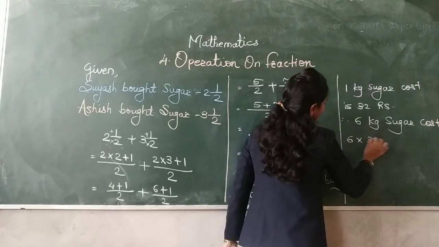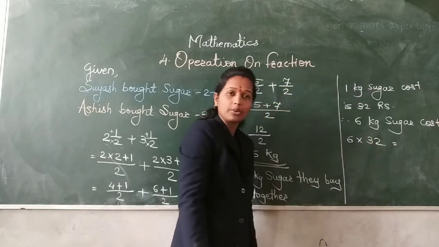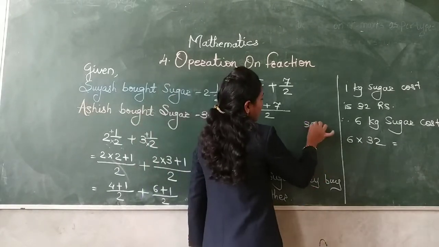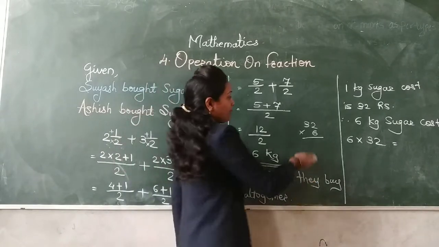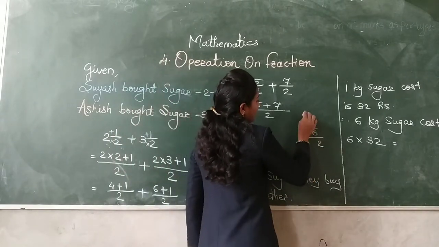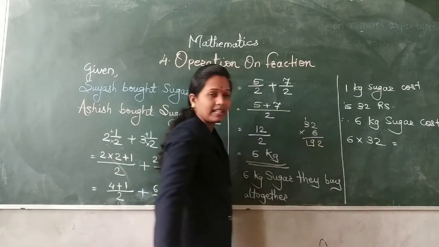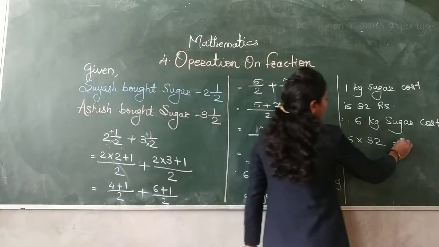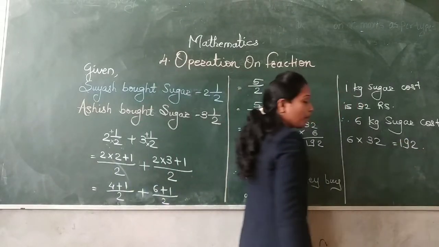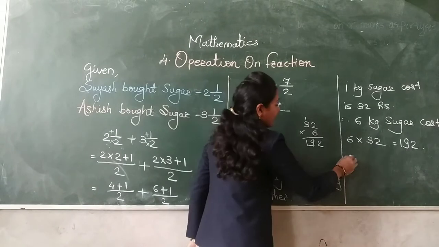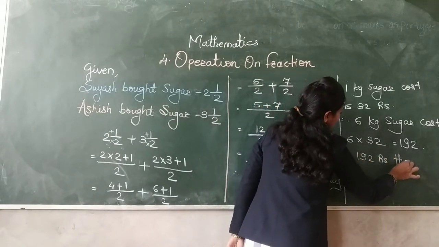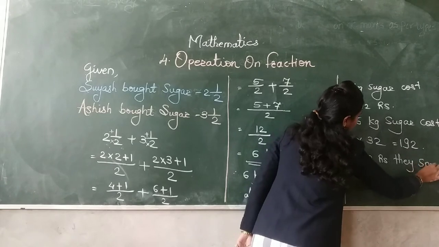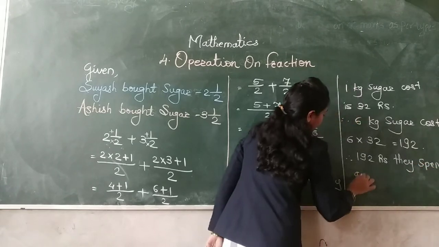6 multiplied by 32. And we know how to do the multiplication, that is 32 multiplied by 6. Do this multiplication on your back page. Okay. 6 2s are 12. 6 3s are 18 plus 1, 19. That is 192. So how many rupees have they spent altogether? Therefore 192 rupees they spent altogether.